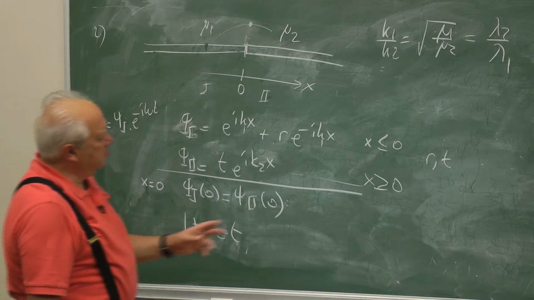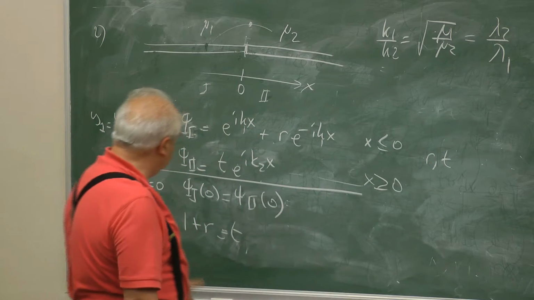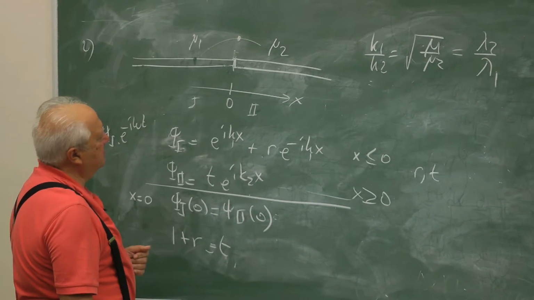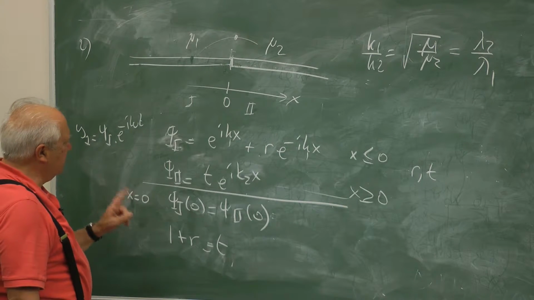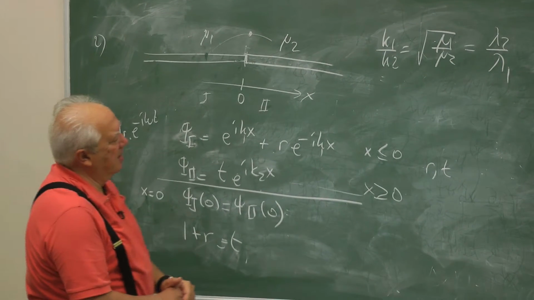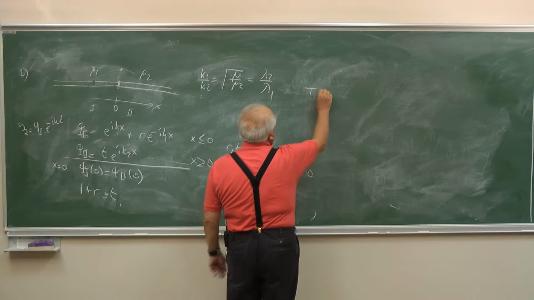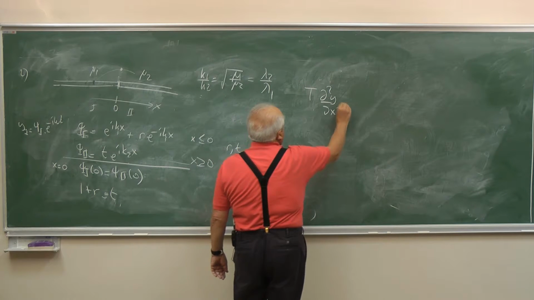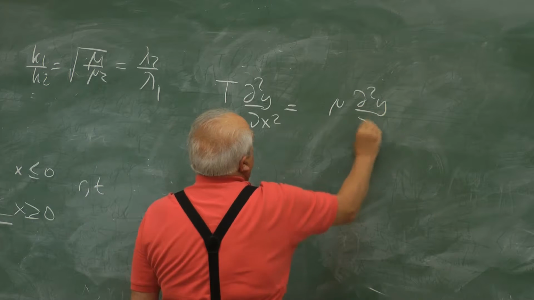But there are two unknowns, and this is only one equation. We need another equation. And one wonders, what about the derivatives? So remember the wave equation. Let me just write it like this: ∂²y/∂x² equals μ ∂²y/∂t².